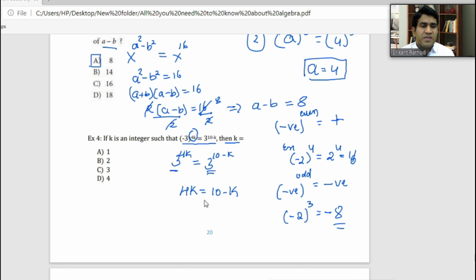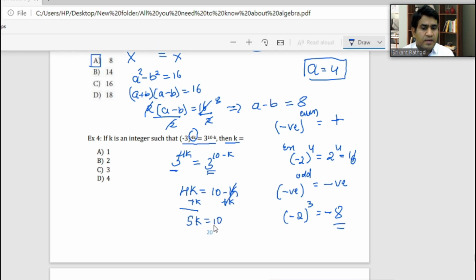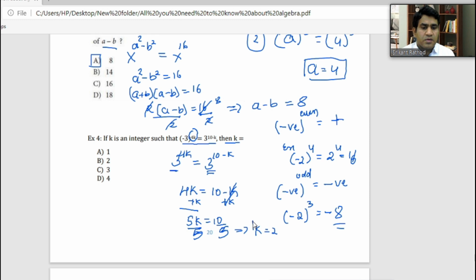All right, so simplify for k. Just get rid of this k from this side, so plus k here, plus k. K and k cancel out. Then 4k plus k is 5k, equal to 10. As we are looking for the value of k, divide by 5 on both sides. The value of k here is going to be 2. So the answer to this question is B. B is the right answer.